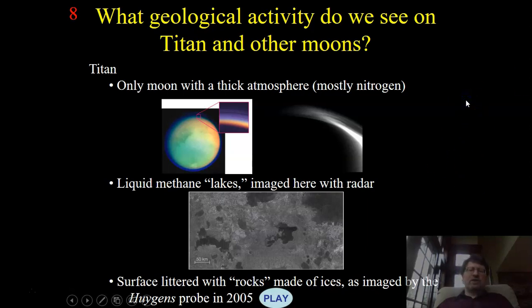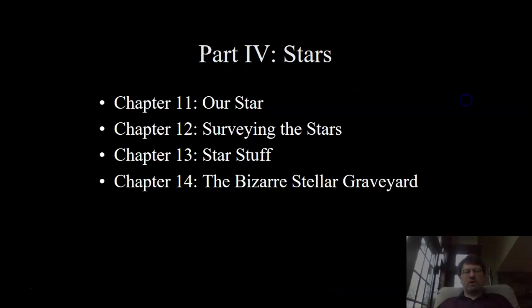Okay, in the fourth part of the book, we talk about stars, starting with our own sun, then surveying other stars. We talk about how stars live and die and eject heavier elements, the same heavy elements that make up us. The carbon, the oxygen, the nitrogen, the iron, all of those heavy elements that are in our body were forged in stars at some point in the past.